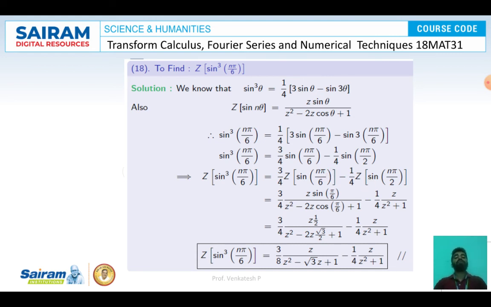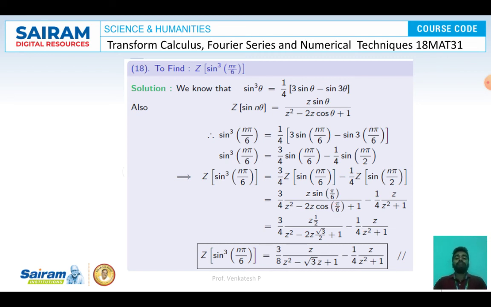So now to simplify this, I am going to use this formula. So we got 3 by 4 into z sine pi by 6 divided by z square minus 2z cos pi by 6 plus 1 minus 1 by 4 into z by z square plus 1. So on simplifying this, so we got 3 by 4 z into 1 by 2 divided by z square minus 2z root 3 by 2 plus 1 minus 1 by 4 z by z square plus 1. This is because sine pi by 6 is 1 by 2 and cos is root 3 by 2.